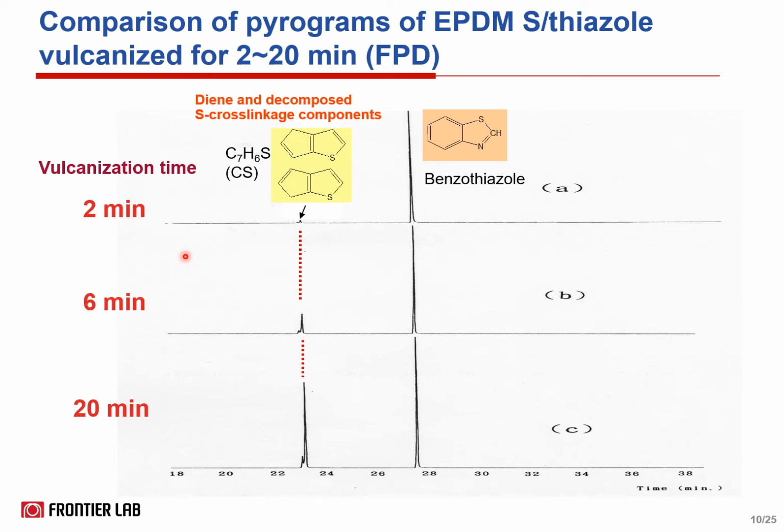Since the benzothiazole peak was already observed in the early stage of vulcanization, the polysulfide compound produced by the reaction between MBT and sulfur formed a pendant bond with ethylidene norbornene in the very early stage of vulcanization. In addition, the intensity of CS peaks increased as the vulcanization progressed, which reflects the process of forming sulfur bridge structures.